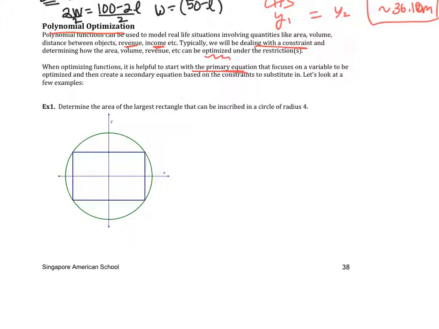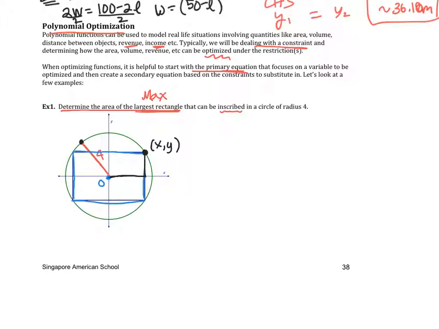Example number 1: determine the area of the largest rectangle. Again, we're maximizing here. The largest rectangle that can be inscribed inside a circle of radius 4. The circle has a radius of 4 units, and we have this rectangle inscribed in the circle. The nice part about this question is that it's centered around the origin. To get to any point on the circle, we go to the right so many or up so many. We go some x units and then up some y units.